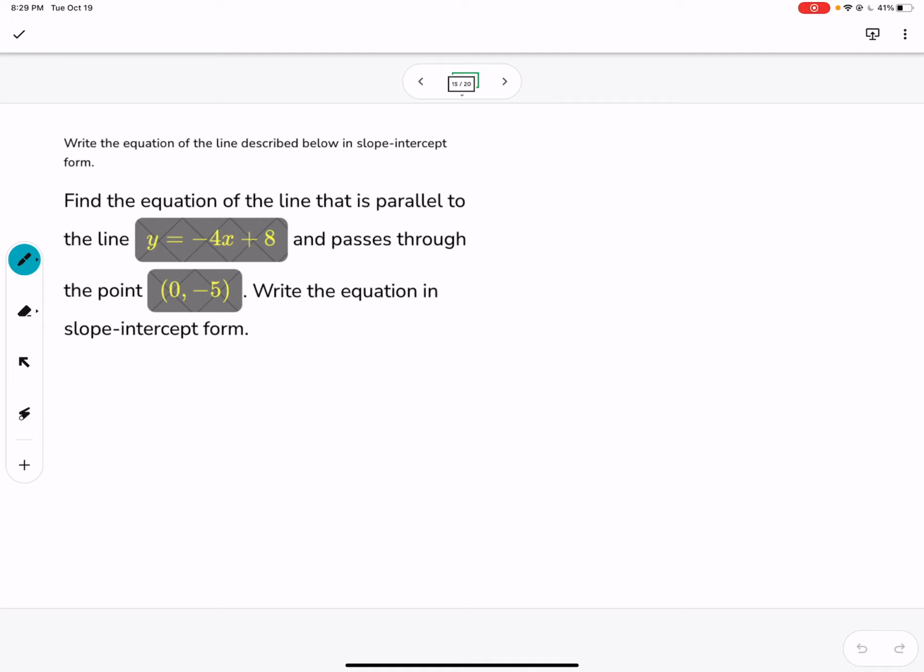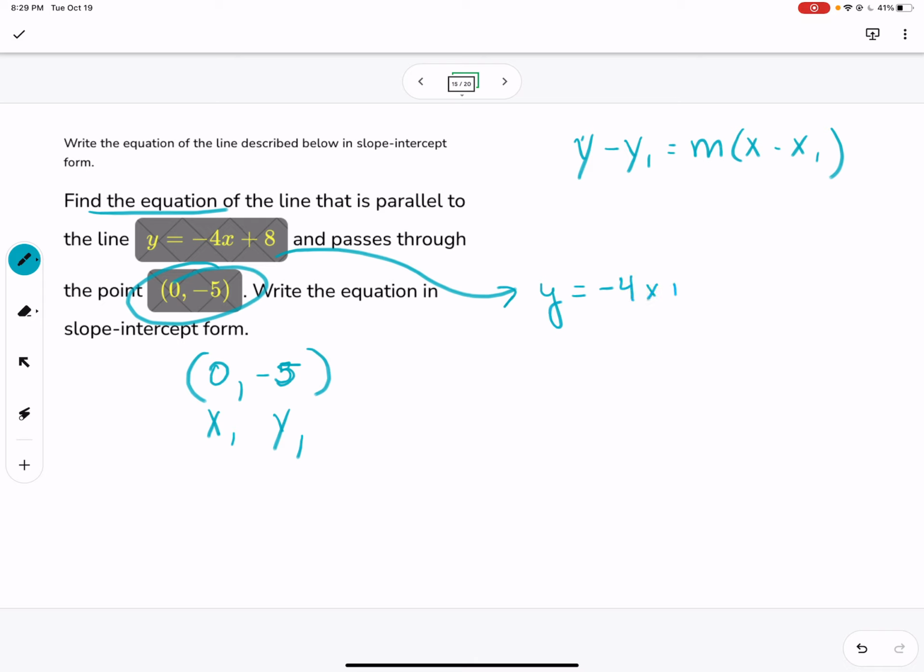Same type of problem. Find the equation of a line. So y minus y1 equals m times x minus x1. We've got our y1 and x1. We have to have our slope. So we already know what our point is going to be, but our slope we have to kind of calculate here. And we don't really have to do math, we just have to use logic here.